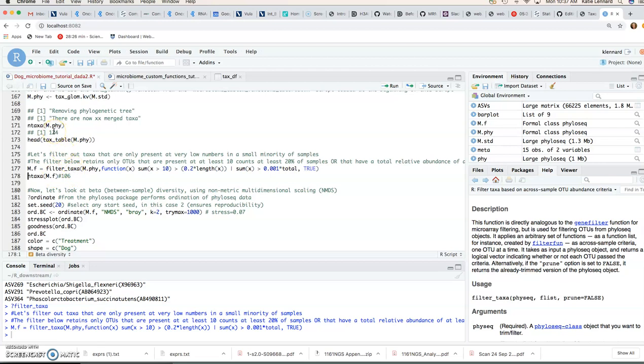So in the next video, we're going to continue and actually use this filtered object to do our beta diversity analysis.